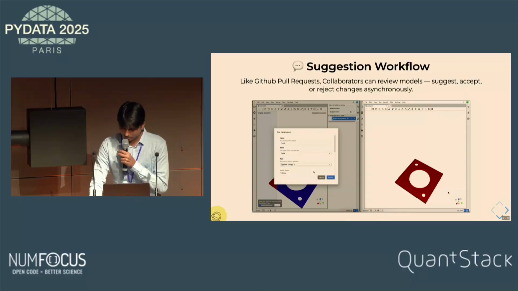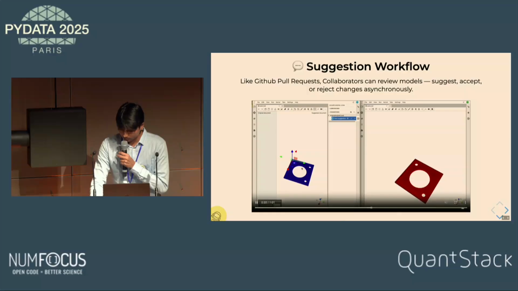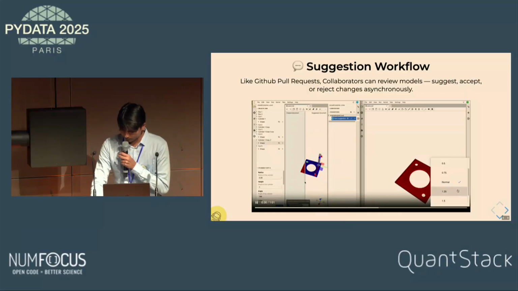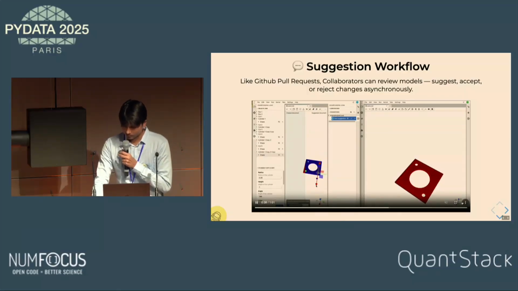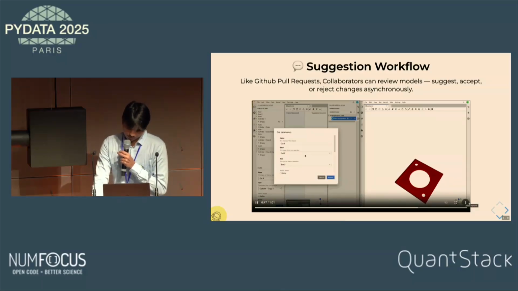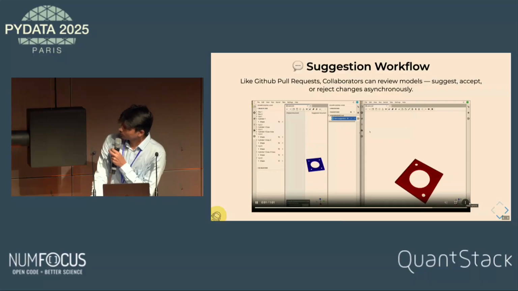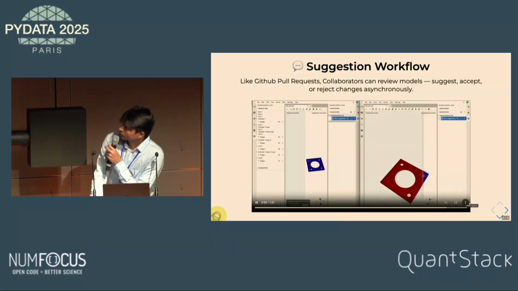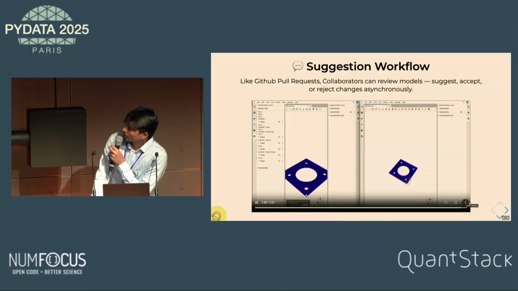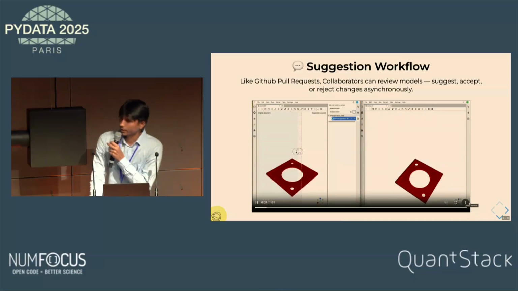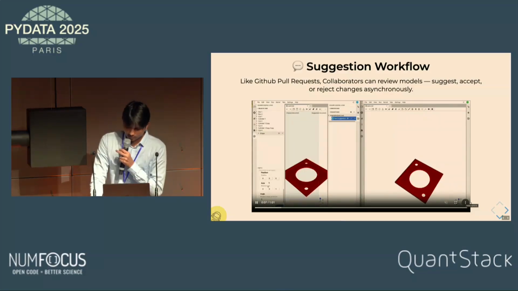Maybe I can speed up the video a little. So I have created one more void in the bottom left corner. And now the user on the right can see what I have done and what I have suggested, and he can accept or reject the suggestion asynchronously.